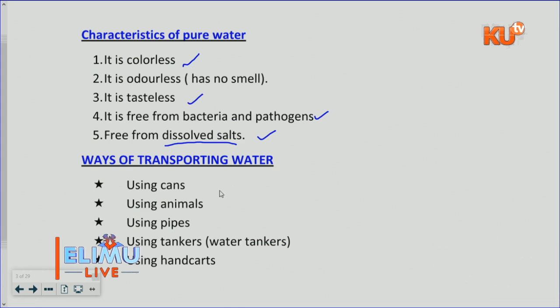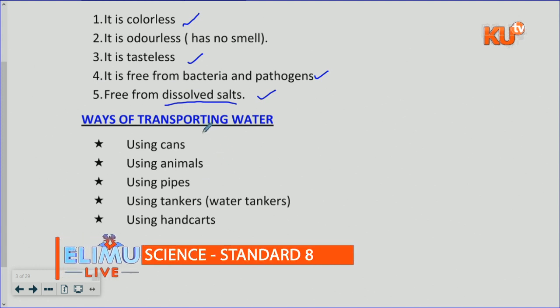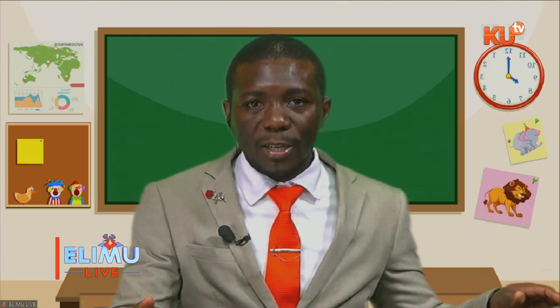In standard 3, I skipped something, but I'll come back to it. In standard 3, we learned about ways of transporting water. You can transport water from one place to another. The first way you can transport water is by using cans. When I talk about cans, we have different types of cans. We have a jerry can. That one is the main one that we use.